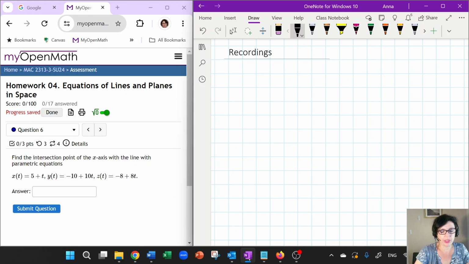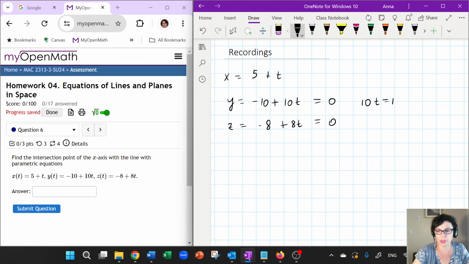So what I do is understand that whenever we want to find intersection with the x-axis, on the x-axis, the x coordinate is not 0. This is your x coordinate, but the y and z coordinates are 0. And that has to happen for the same value of t. So if I were to set y equals 0 and z equals 0, from the first equation, if I add 10 to both sides, I get 10t equals 10, and that tells me that t equals 1.